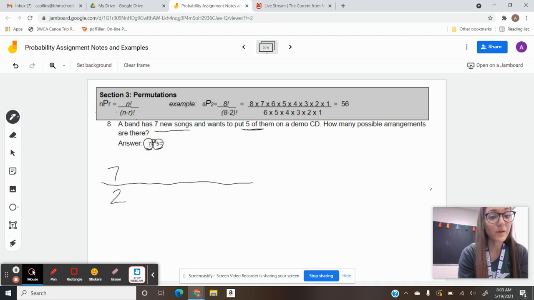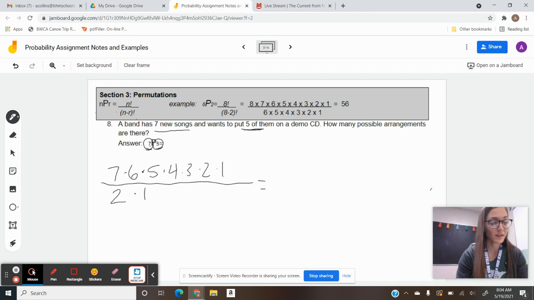Now we need to do a factorial with both of these. And factorial just means that you are multiplying one less number down to 1. Okay, so 7 times 6 times 5 times 4 times 3 times 2 times 1. And that's what factorial means. You're just multiplying down one step until you get to 1. Same thing with 2. We're going to multiply down until we get to 1. That's just 2 times 1.